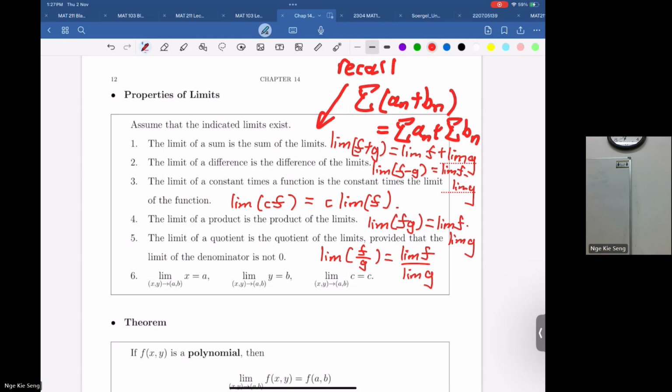The last one is a constant. Since at every point in my domain I get the same value of f, no matter how you go, f(x) will still always be a constant. These three examples look trivial but are very important.